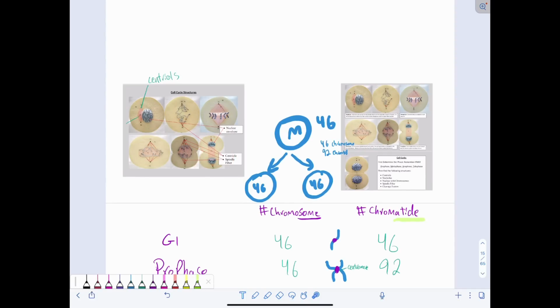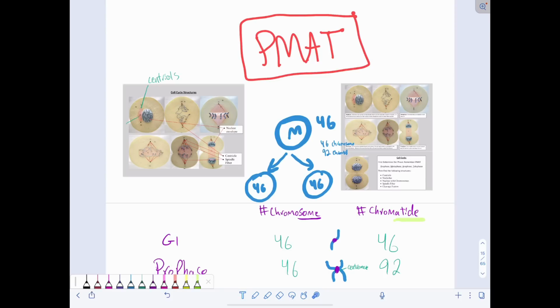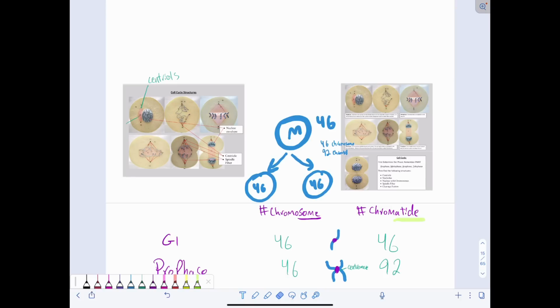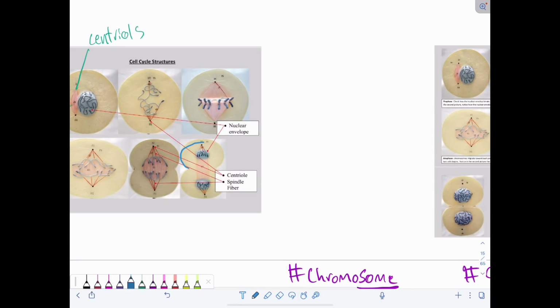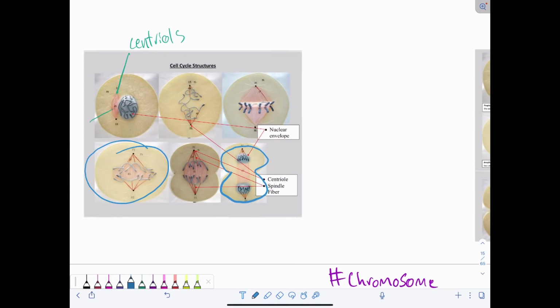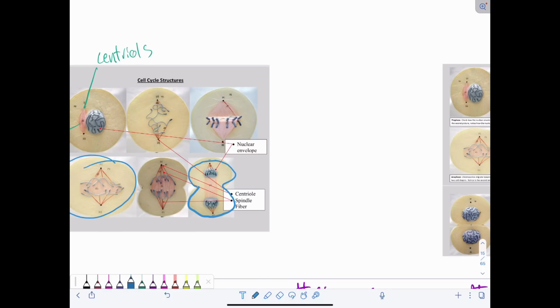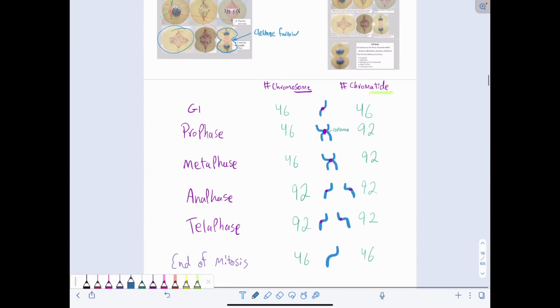After telophase, our PMAT, prophase, metaphase, anaphase, telophase, has reached its end. So mitosis has reached its end. In telophase, you start to form two different cells. In anaphase, it even looked like it was just one cell, but towards telophase, you start to see that they're dividing. This region right here is called the cleavage furrow. I think that's how you spell it.